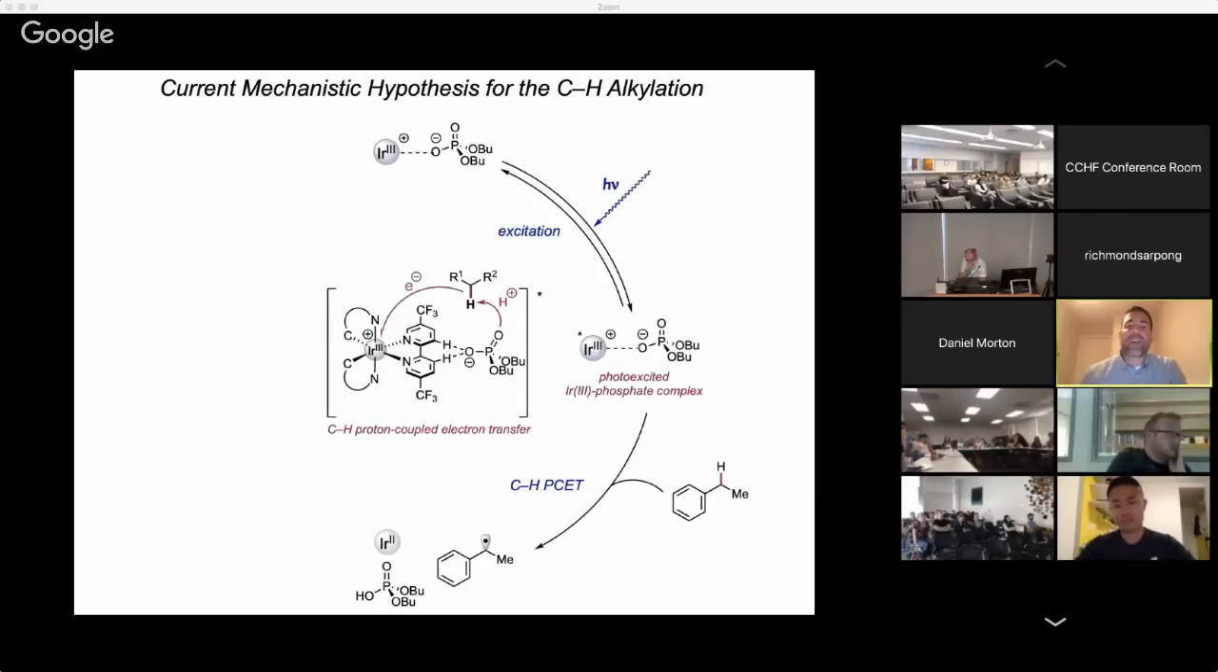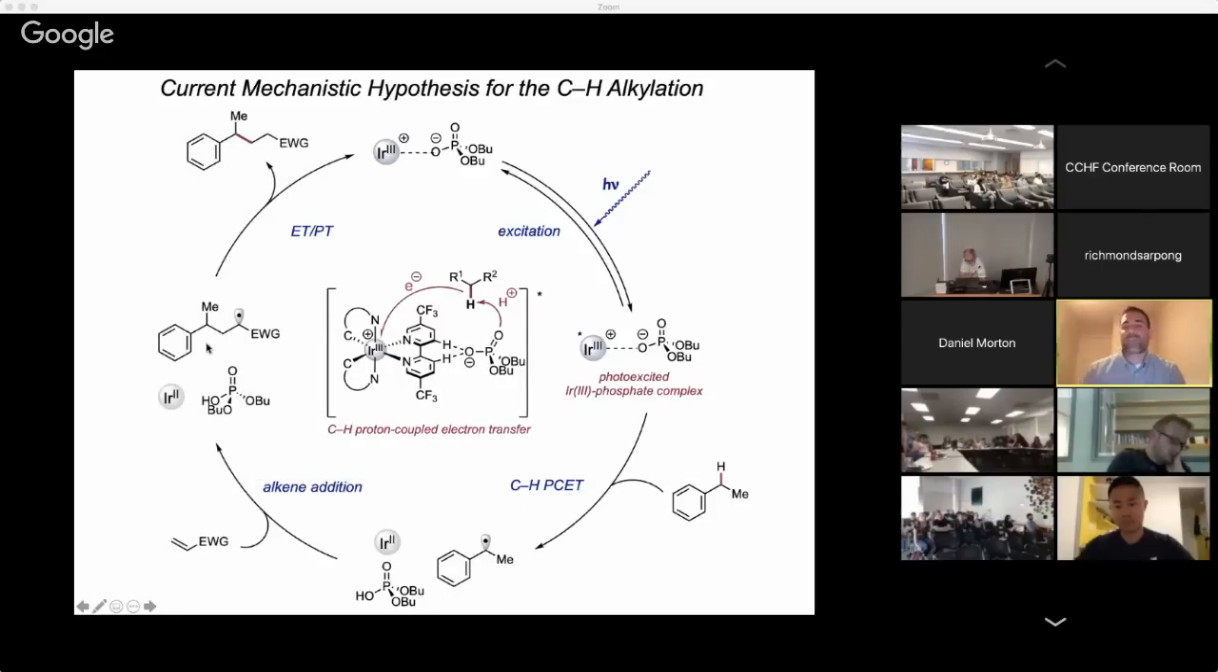But we think it's because this complex forms and you can bind to that CH bond as the electron moves, that this is basically a CH PCET reaction. And we think this is potentially a new elementary step for CH bond abstraction. That's then followed by addition to the alkene and electron transfer, proton transfer to get to the product.